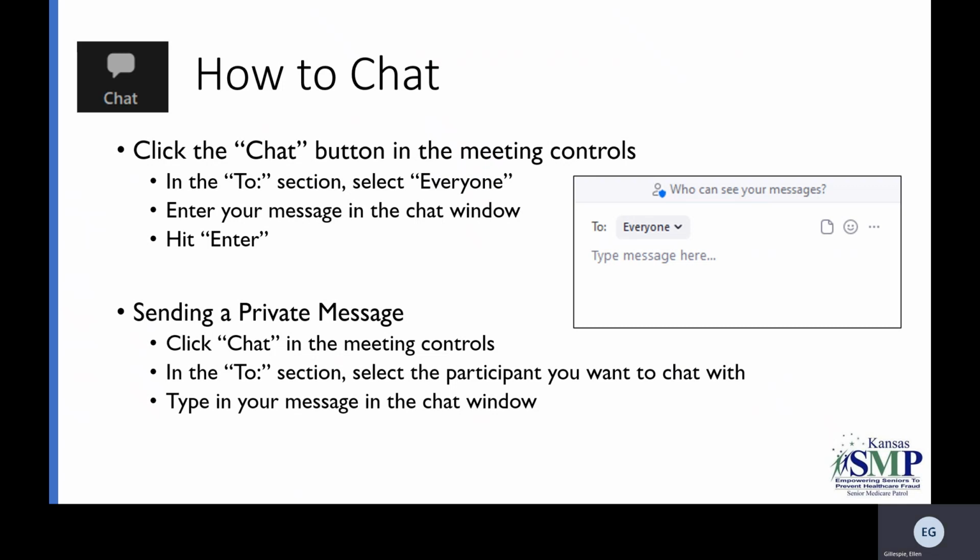If you'd like to send a private message, you'll follow the same directions, but in the To section, instead of staying with everyone, you'll have to select the participant you want to chat with. After you've chosen them, you can type in your message in the chat window and hit Enter.